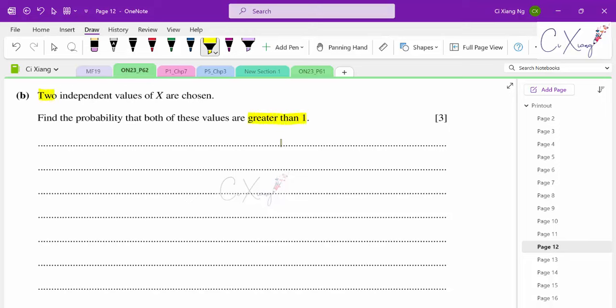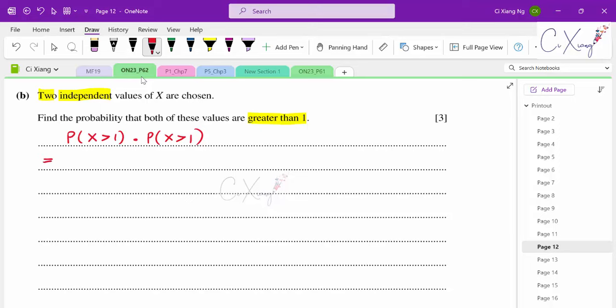So we are having 2. And then highlight the keyword independent values. So when the values are independent, that means you can directly multiply their probability together to get the answer. So I'm having x greater than 1. The second variable also I'm having x greater than 1.